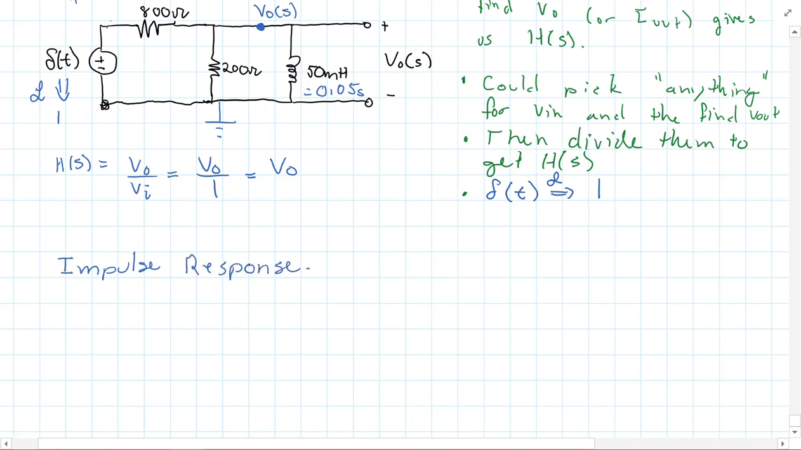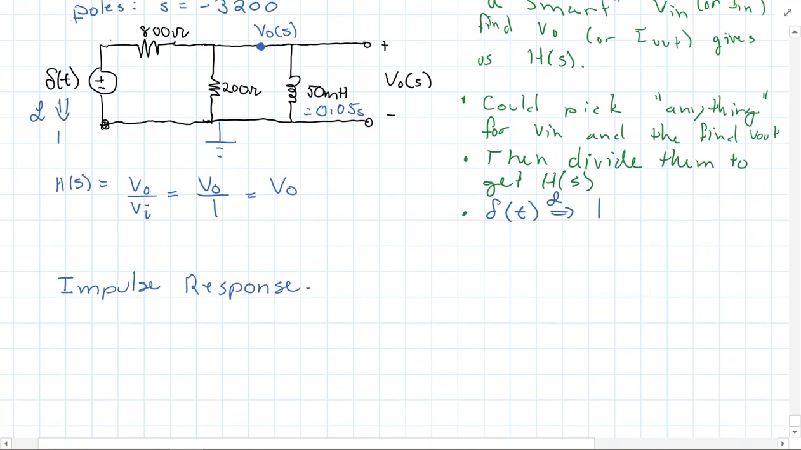Now there is also something called a step response as well. The step response is just having the input, as you might guess, being u at t, which is also an important topic as well, but we're going to really just focus on the impulse response.